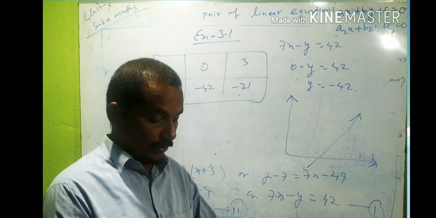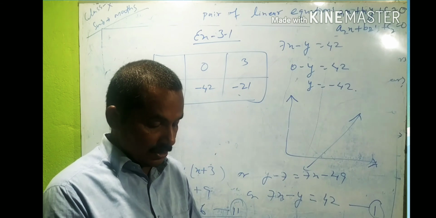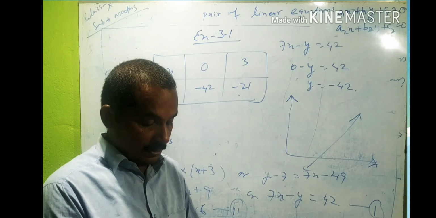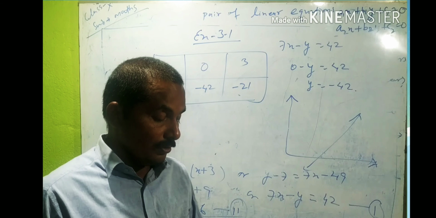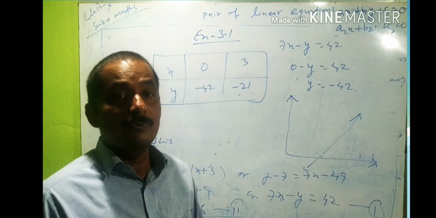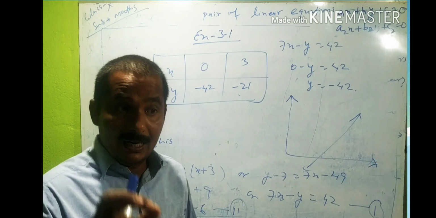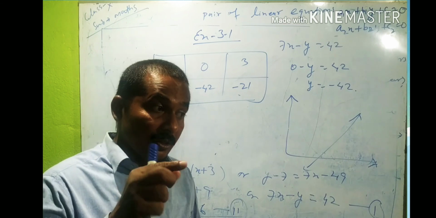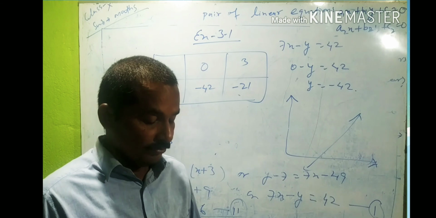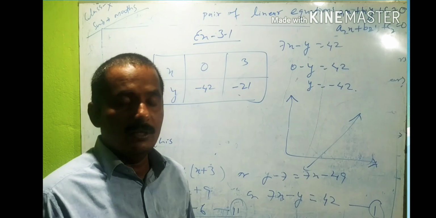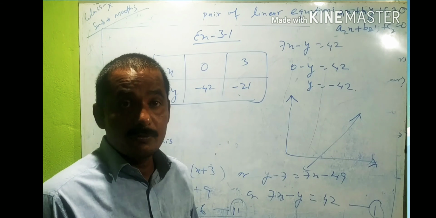And question number 4: which of the following pairs of linear equations are consistent and inconsistent? If consistent, obtain the solution graphically. If consistent, then you will solve the equations graphically, meaning you will draw the graphs. If there is a unique solution, they will intersect each other at one point, and that coordinate will be the answer: the x coordinate is the value of x and the y coordinate is the value of y. And if they coincide, then there will be many such values.